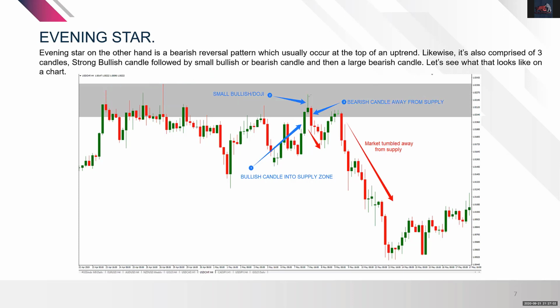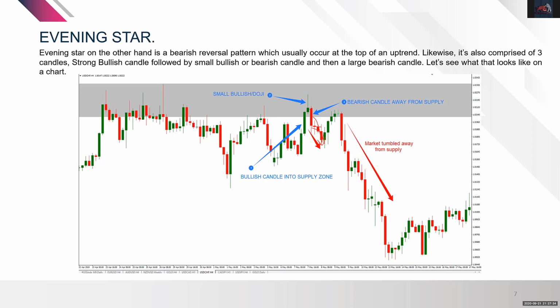Candle number 2 has to be a small bodied candle. Then candle number 3 has to be a big bearish candle, a large bearish candle that moves away from the what? From the supply zone. Right. You see, once you have seen that pattern, the following day you need to be a what? A seller. Because there's clear confirmation that price has reversed from a what?